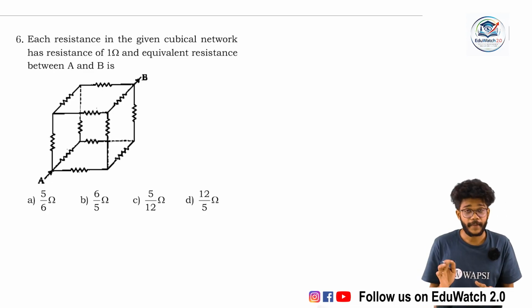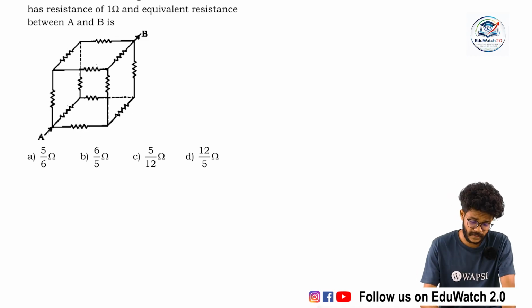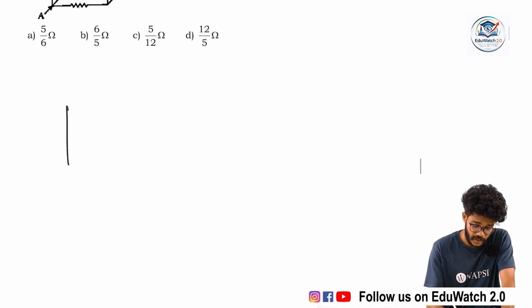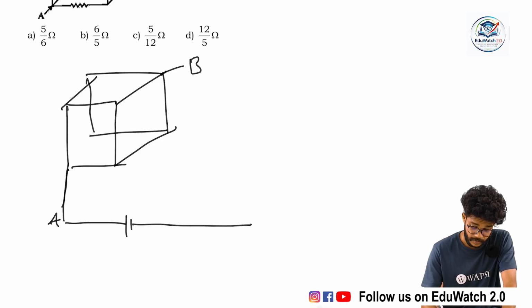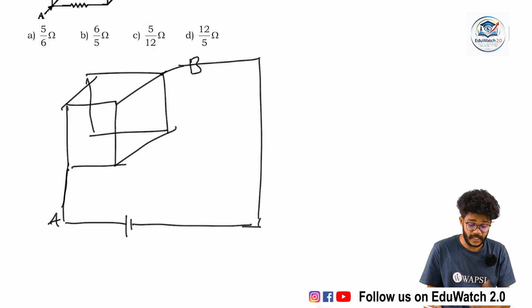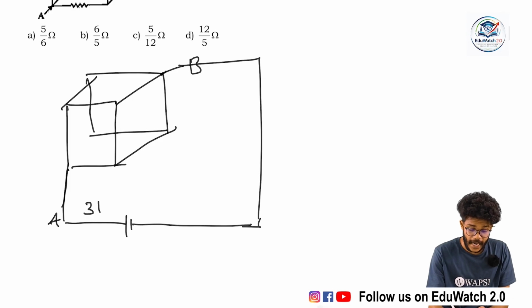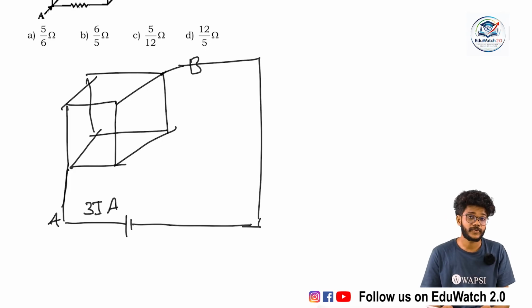Actually, I am going to redraw this figure. Nothing but a symbol, a simple adaptation is done to this figure. This is A and this is B. I am connecting a battery between these 2 points, and I am saying that the current actually produced is 3I ampere. 3I is the total current produced here. I don't know what I is, so let's imagine 3I is the current.